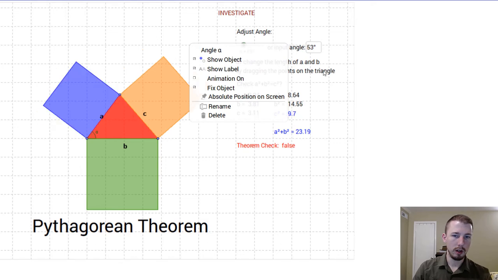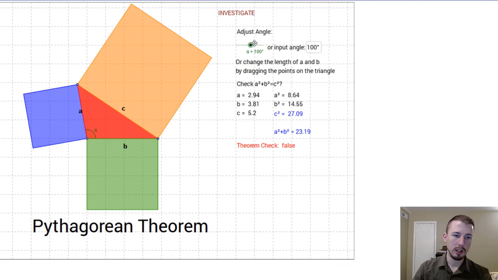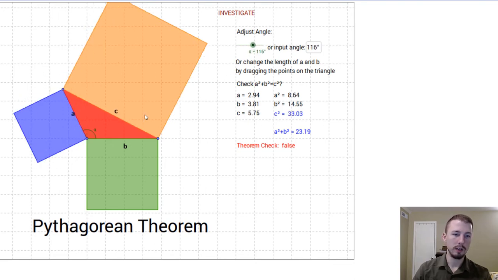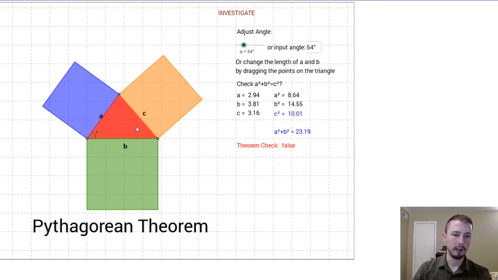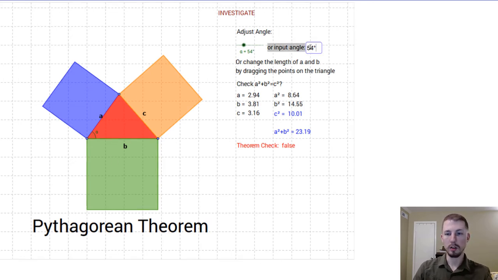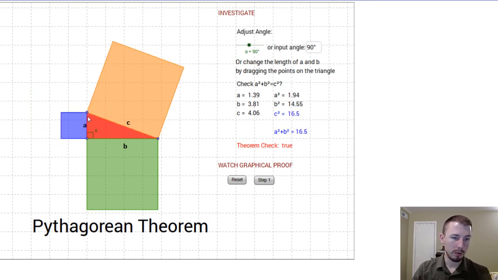So depending on what we set our angle to, it's going to change the value for A, B, and C. As we increase the angle, the C is going to be larger. As we decrease the angle, the C squared is going to be smaller. In fact, at some points, the C squared would actually be smaller than the other lengths because it's not a right triangle anymore. So if I set this to 90 degrees, there we go, then it'll actually work. So we have the Pythagorean theorem here. And then as I move these points, they'll always be equal. The a squared plus the b squared area will always be equal to the c squared.